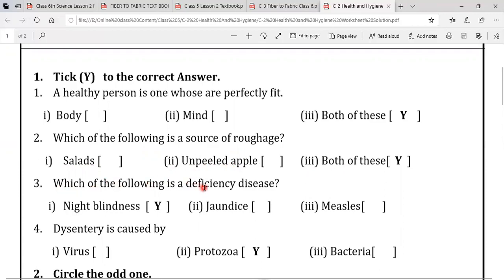Which of the following is a deficiency disease? Option A, night blindness. Option B, jaundice. Option C, measles. So which disease is caused due to deficiency? The answer is option A, night blindness. Night blindness is caused due to deficiency of vitamin A. And jaundice and measles are non-deficiency diseases.